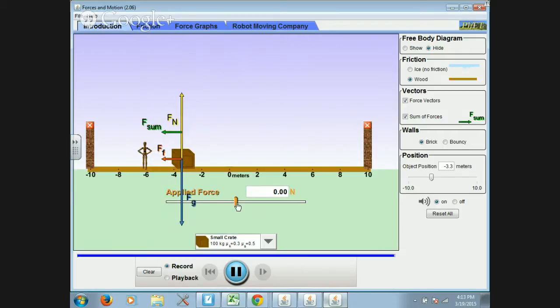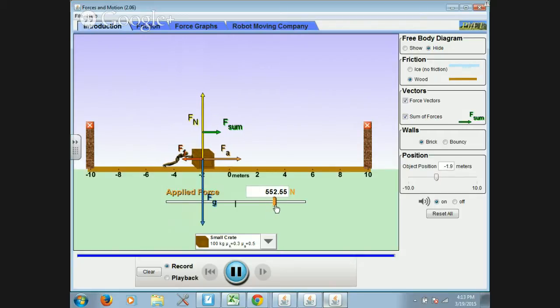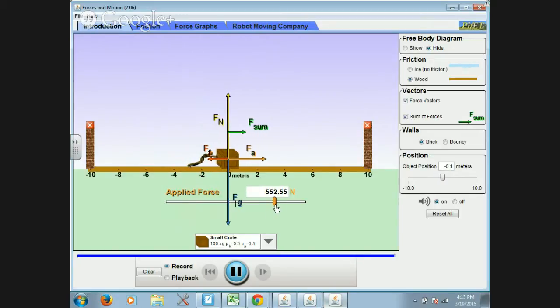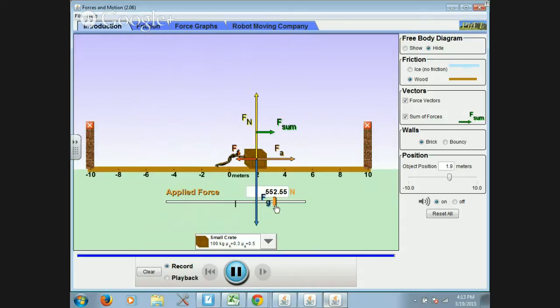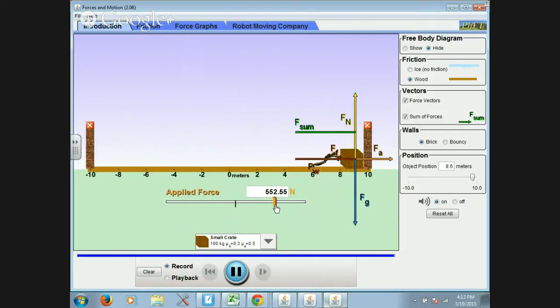Uh-oh. Here, does it not sustain it? Well, I'll just leave my finger on it. It's going faster, faster, faster. You're going to crash into that wall. What happens when he crashes? Oh, bonk. Okay. Well, anyways, you could see that the sum of the forces was to the right.